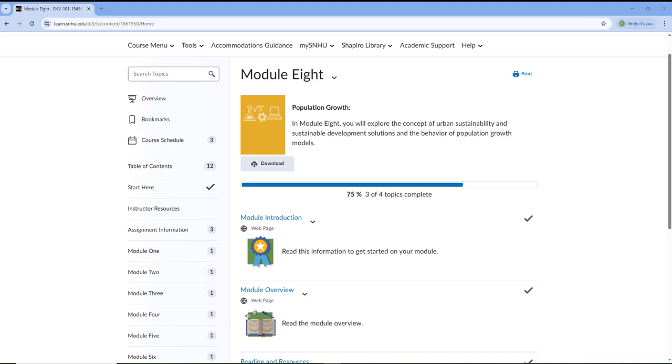So this week we're going to explore population growth. As our human population continues to grow, we will continue to utilize more and more of Earth's resources. That means that as we utilize those resources, we make less and less available for the rest of the organisms on Earth. And so, as our population grows, we need to come up with more sustainable solutions.